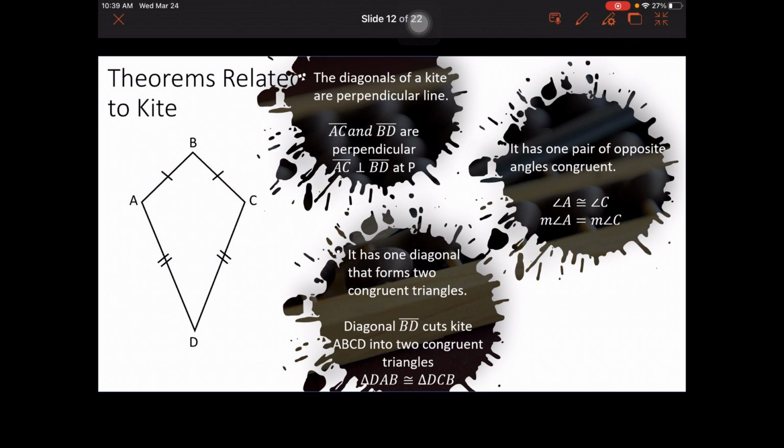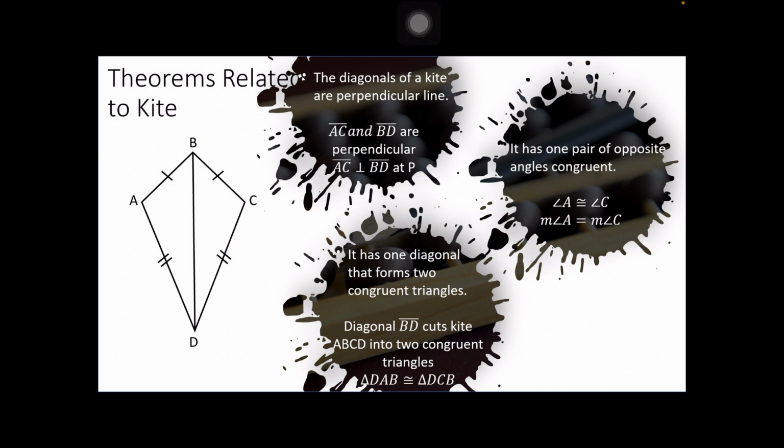It has one diagonal that forms congruent triangles. Ito po yung kanina, si BD are symmetry line kasi po hinahati niya ang ating kite into two congruent triangles. Si triangle ADB at saka si triangle DCB. Ito pong triangle na to saka itong triangle na to is congruent triangle, kasi po itong diagonal line DB is symmetry line.